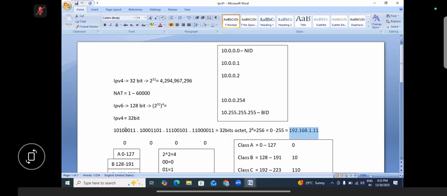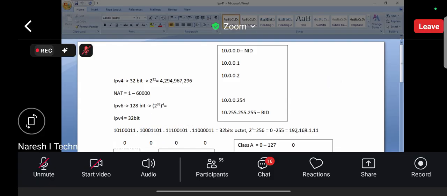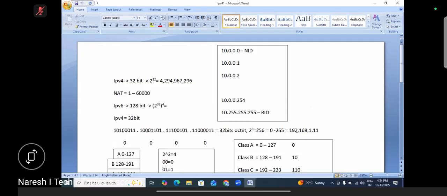So if you're converting this one, you are going to get one numerical value. If you're converting these 8 bits into numerical, you are going to get one numerical value. So that's why our IP address looks like that, 192.168.1.11, because each octet is divided with the help of decimal dot notation. So that's why. Got it, guys?